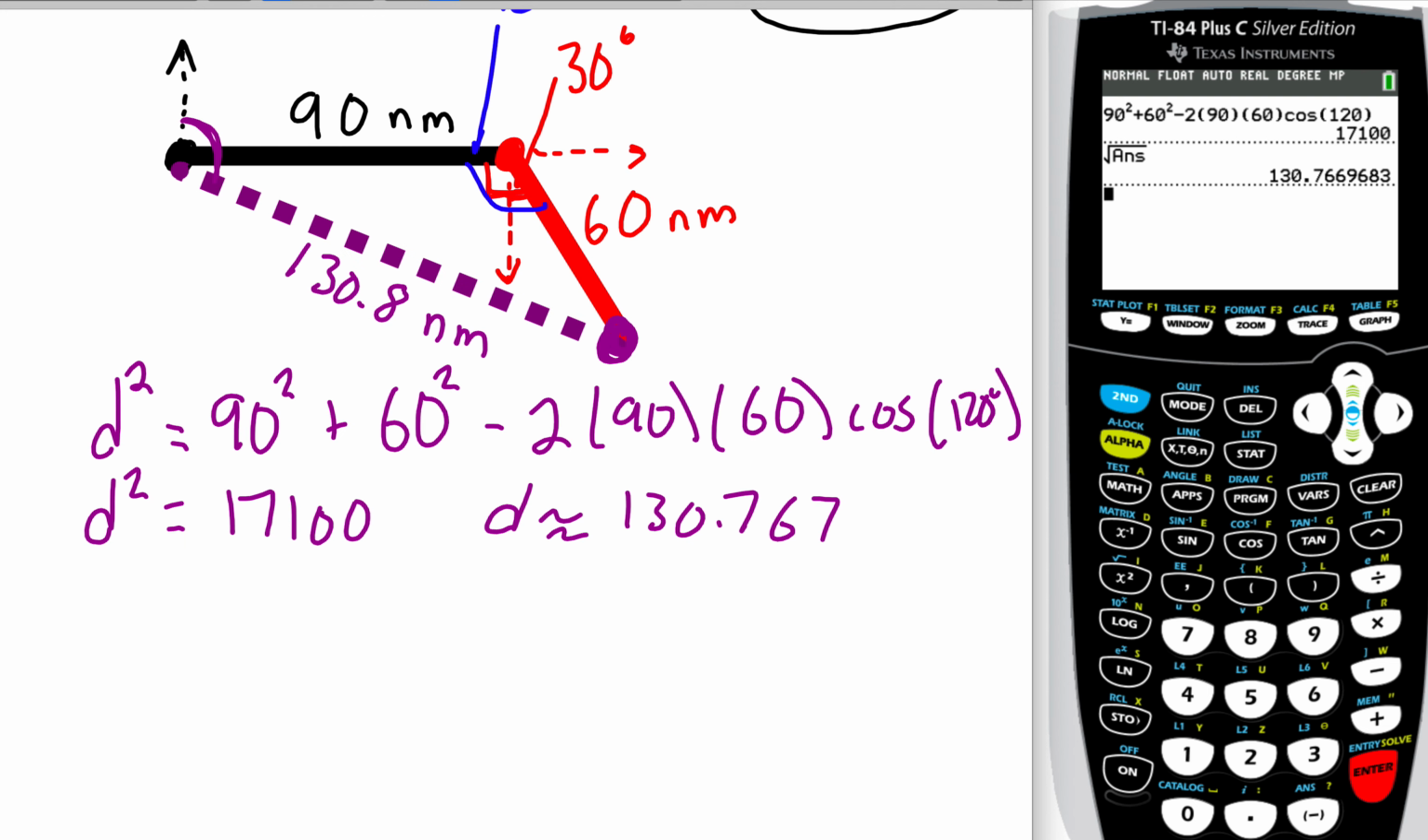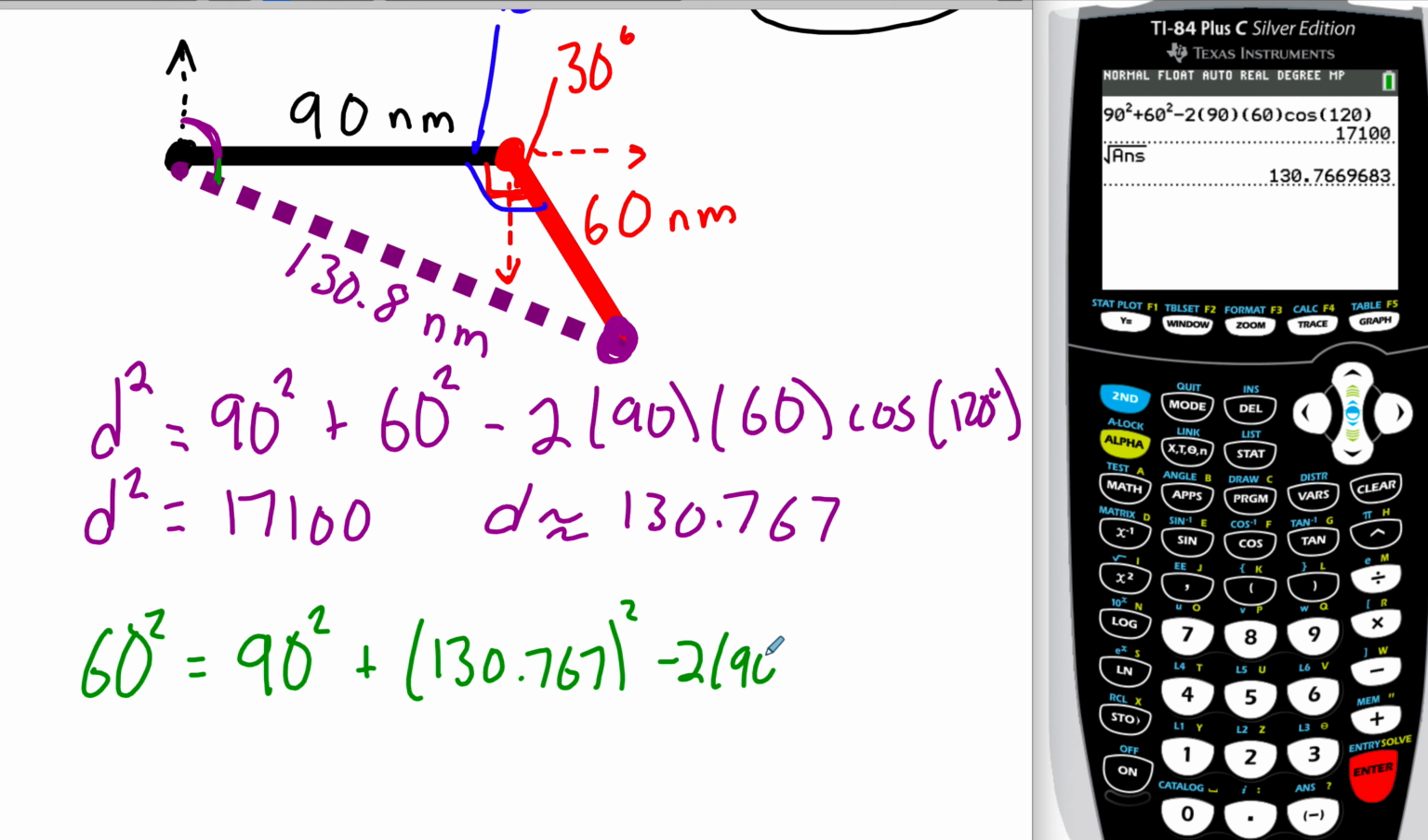But now I need to find this little chunk of an angle right here. That's going to, again, require the law of cosines. I'm going to use the 60 on the left of the equation, because the side that is opposite that angle has a length of 60. So 60 squared equals 90 squared plus, and I'm going to use the full 3 decimal places, 130.767 squared minus 2 times 90 times 130.767 cosine theta. Because we usually call the angle we don't know theta.